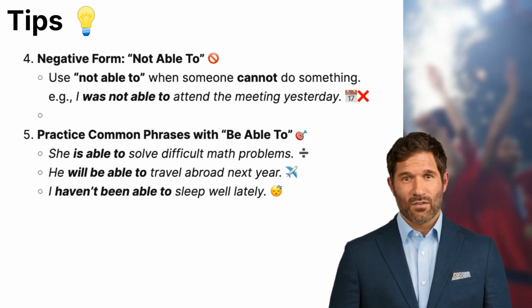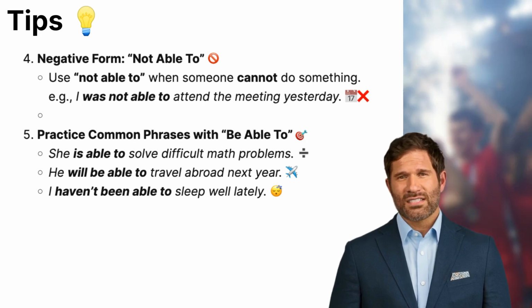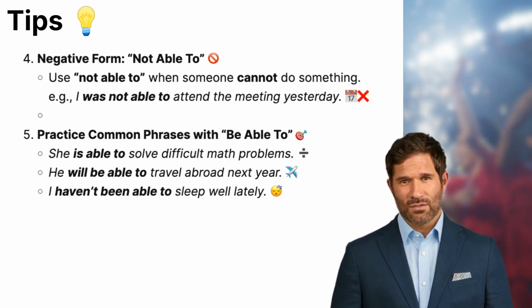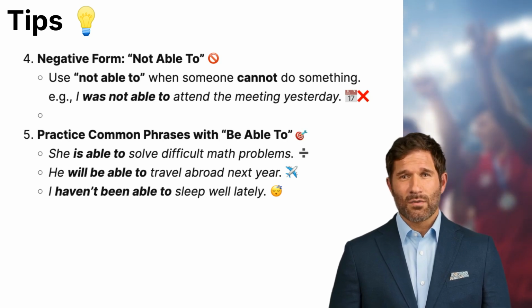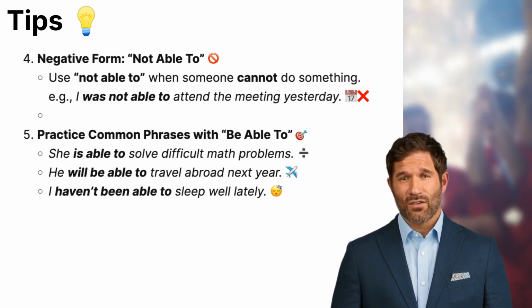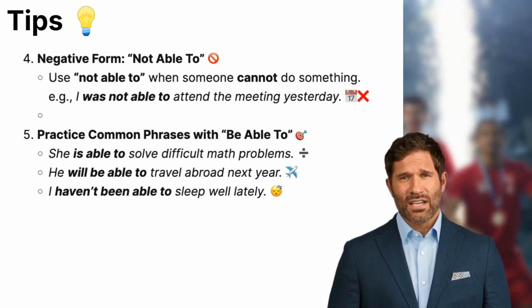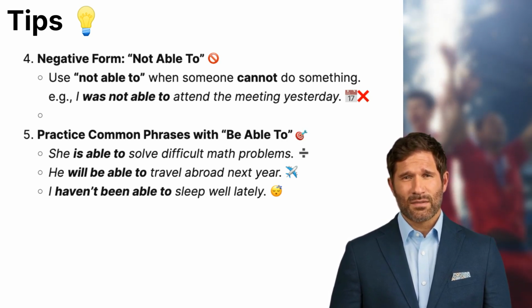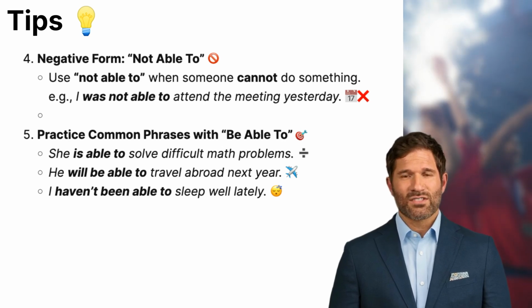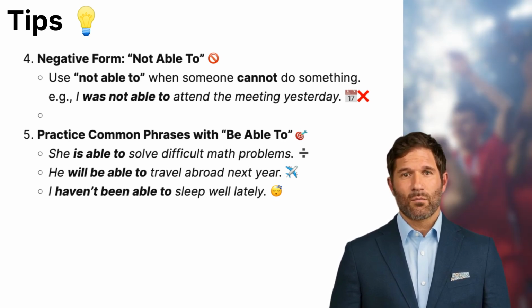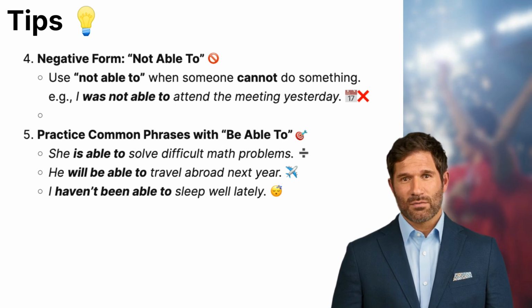4. Negative form, not able to. To say someone cannot do something, use not able to. Example. I was not able to attend the meeting yesterday. More examples. She is not able to join us for dinner. He hasn't been able to sleep well lately. If something was impossible in the past or is not possible now, use not able to.